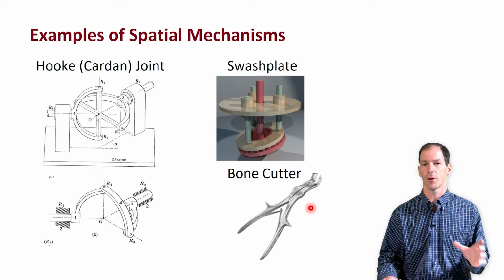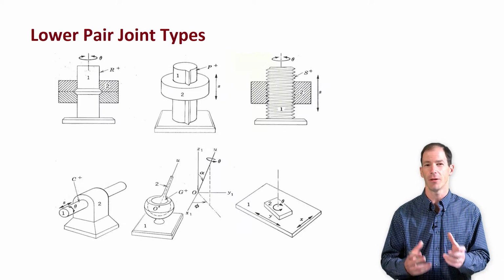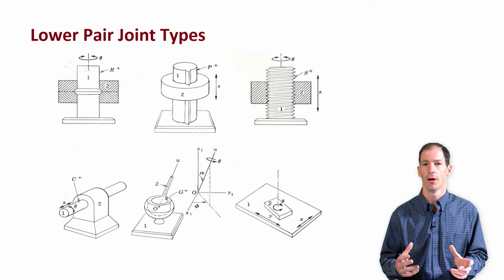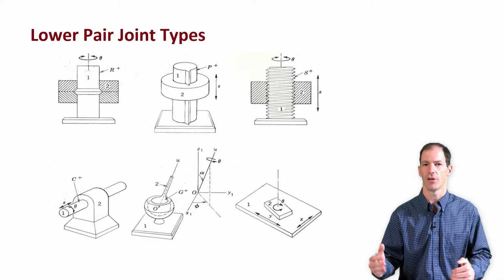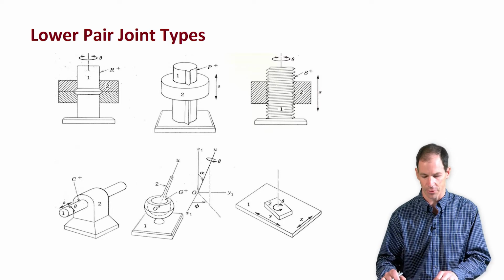So now we've talked a little bit about what a spatial mechanism is. Now let's start to look at what defines them. And this really comes down to what the joint types are. Obviously, we can have links connecting all of these joints, but the joint types are a little bit different than what we've seen in the planar world. So let's talk about some of the options here.